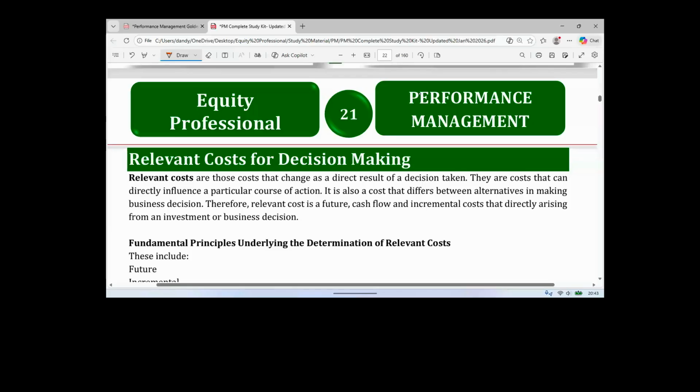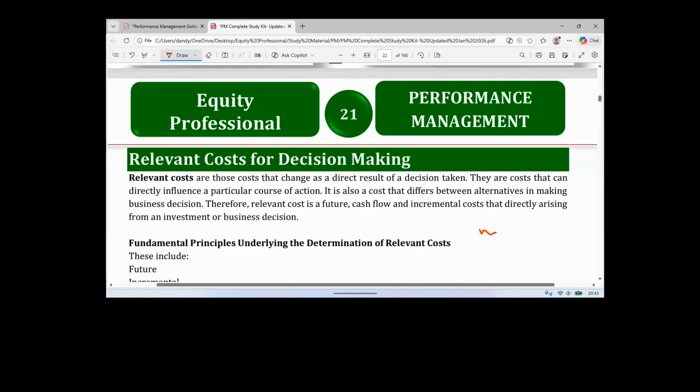And in recent time, for the past 3 to 4 years, ICAN has been testing this area as a compulsory question, which is 30 marks. So that's for you to know the importance of relevant costing.